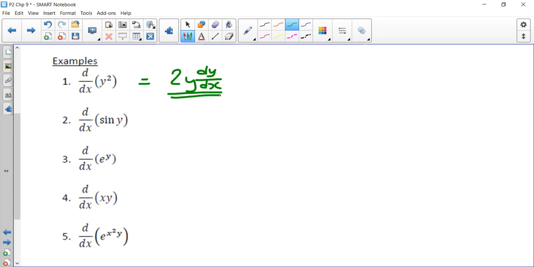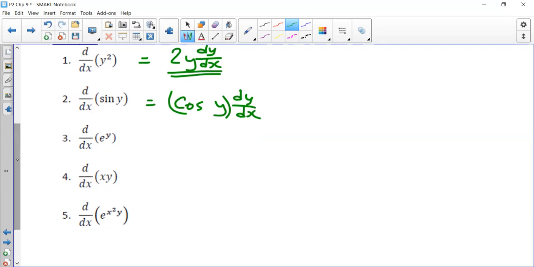If you understand this, you might want to pause and have a go at question 2. If you're unsure, I can go through with you. Differentiate sine y. The derivative of sine is cos y, but because y is not the same as x, it'll be cos y dy by dx. I'll put a bracket in here just to make sure we're not doing cos of y dy by dx. We're doing cos y times dy by dx.